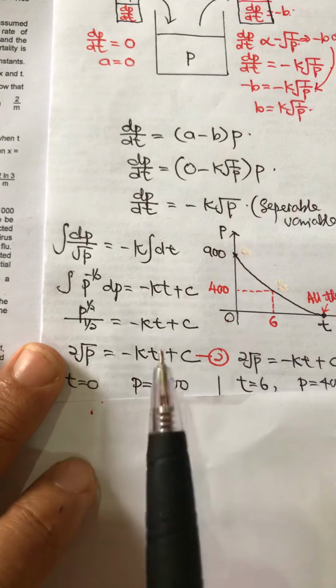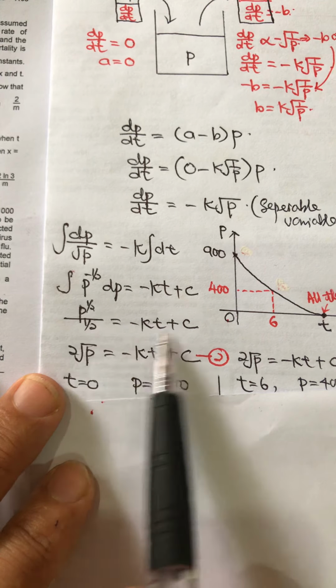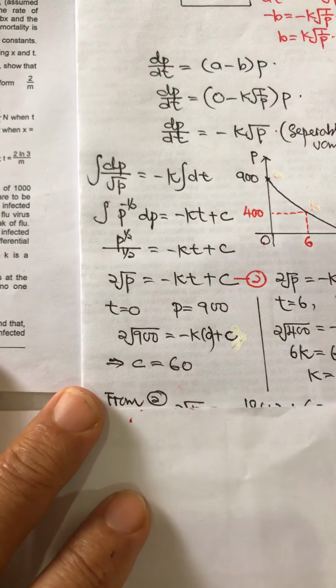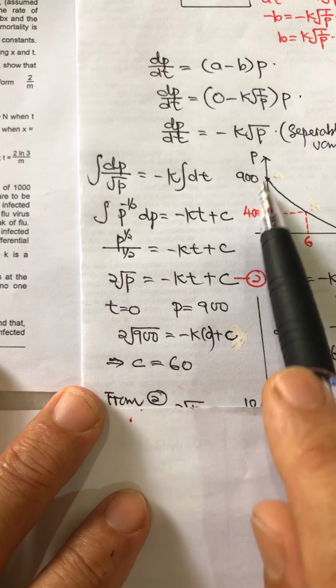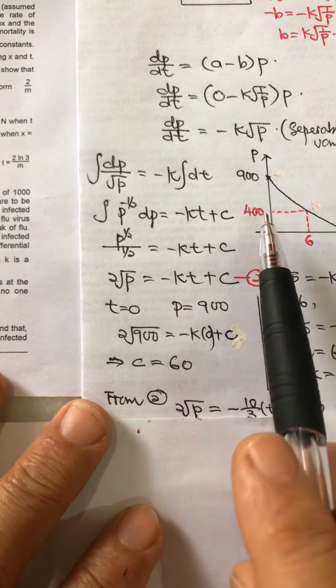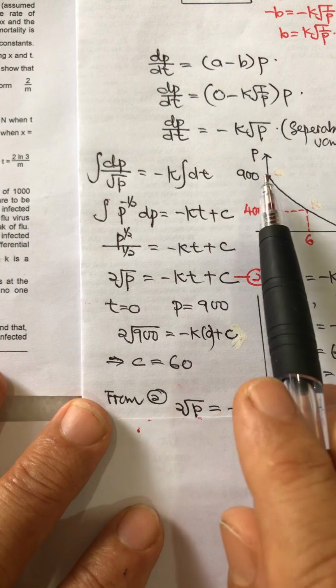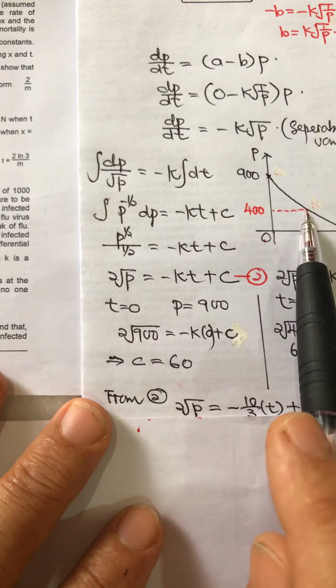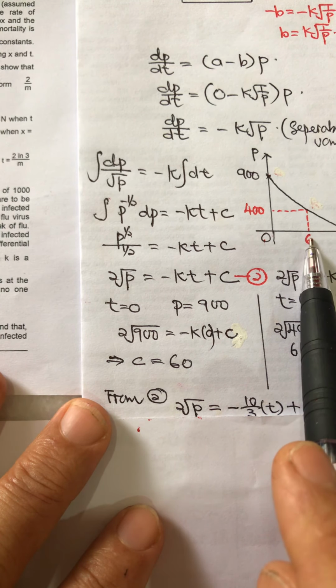So we find from here. This one we integrate, you get this, then we substitute t equal to 0, P equal to 900. Substitute, you get C equal to 60. And then here you can find K. Usually this is to find C. This is, I told you already, the y-intercept. This one is for us to find K when you give the extra information.